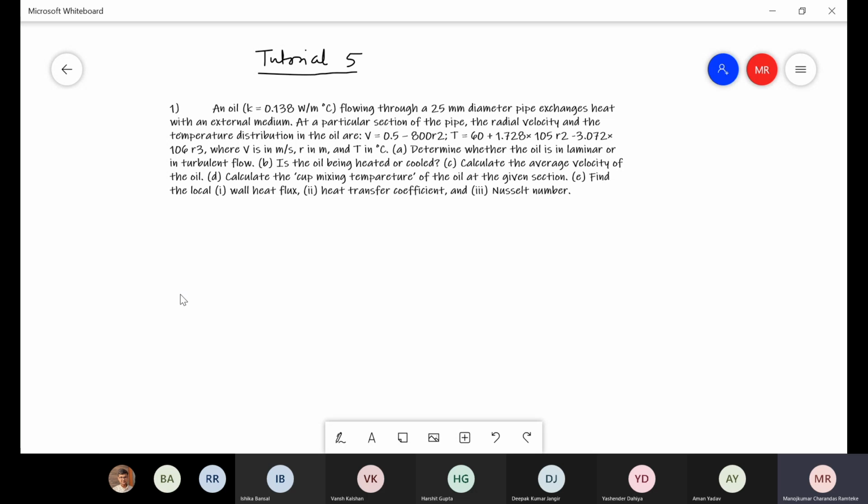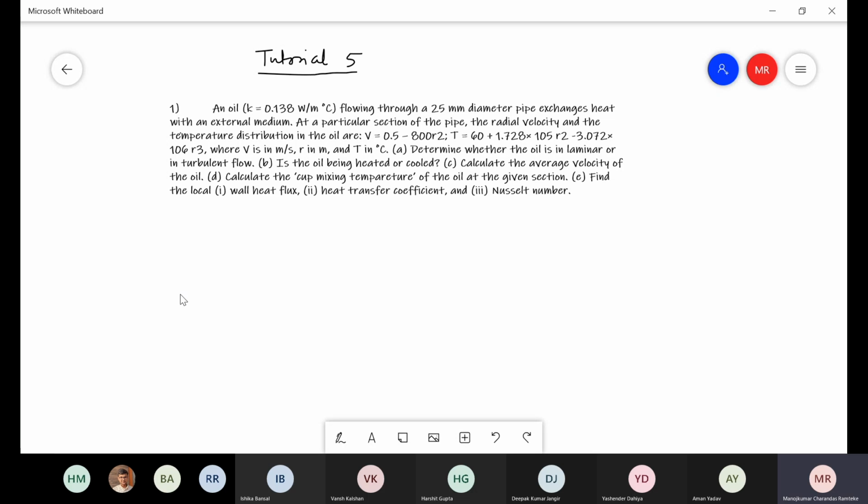Okay, so you can download the actual tutorial sheet from the MS team. Some settings get disrupted when we copy it into the whiteboard, particularly the superscripts and subscripts, which are not clearly visible. So please download the actual tutorial sheet from the MS team and then start solving.